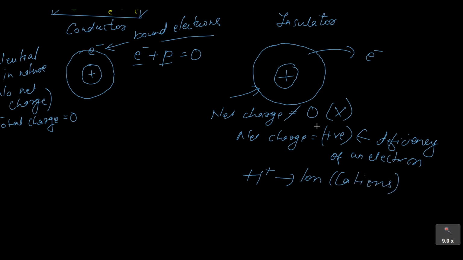Now if you see this electron, it is not bound to this nucleus anymore. This type of electron is called a free electron. The reference that I am giving of hydrogen is not correct for the conductors, but I'm giving it because it's the simplest setup.